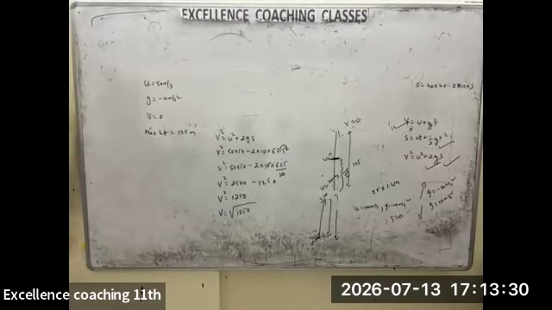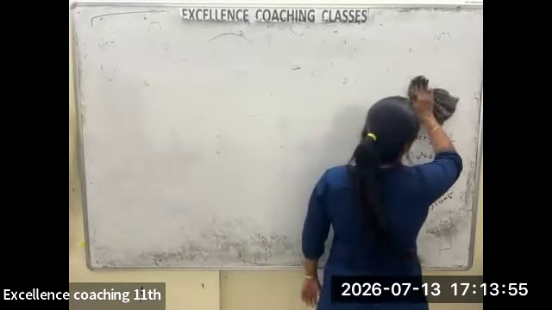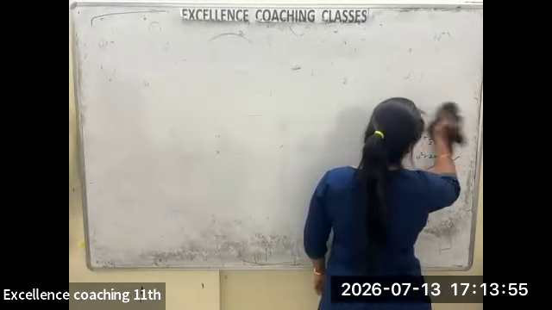Read question number 44. A body is thrown up with a velocity of 84.3 meter per second. So initial velocity is 84.3. Find how high it will rise. So how high means what? Distance is asked. How high it will rise. So final velocity will be 0. Acceleration due to gravity will be minus 10.